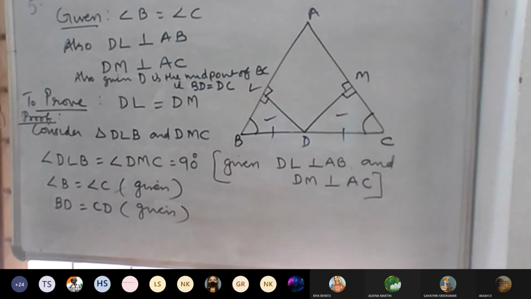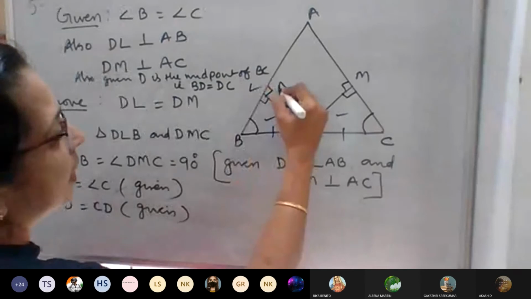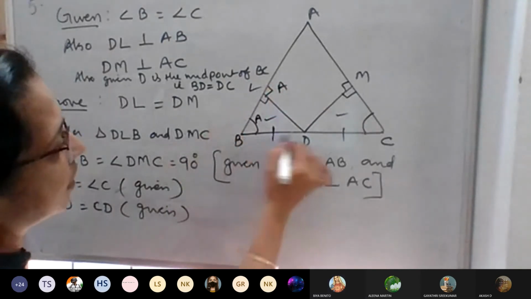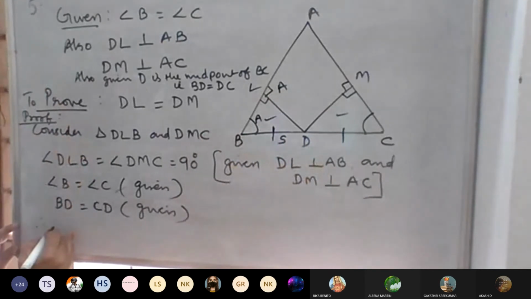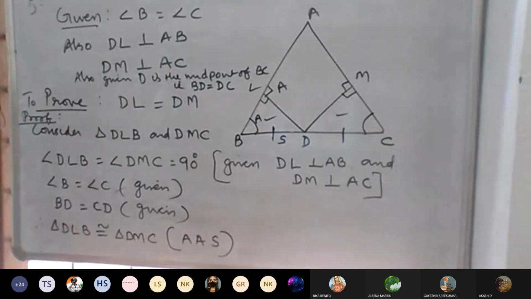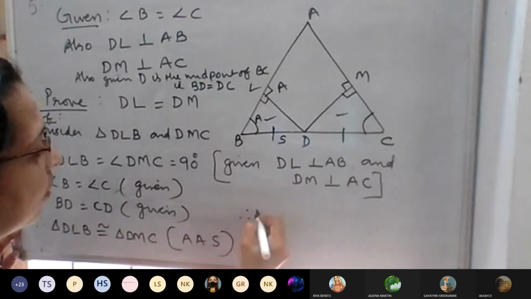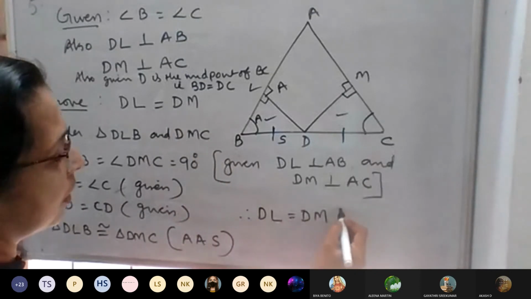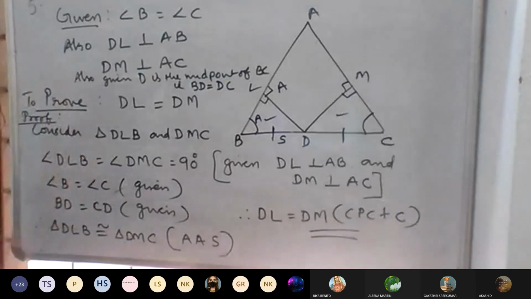So we can directly write, two angles and a non-included side. Therefore triangle DLB is congruent to triangle DMC using AAS. So if the triangles are congruent, we can say therefore DL is equal to DM, by CPCT. First part completed, no? Yes, ma'am.